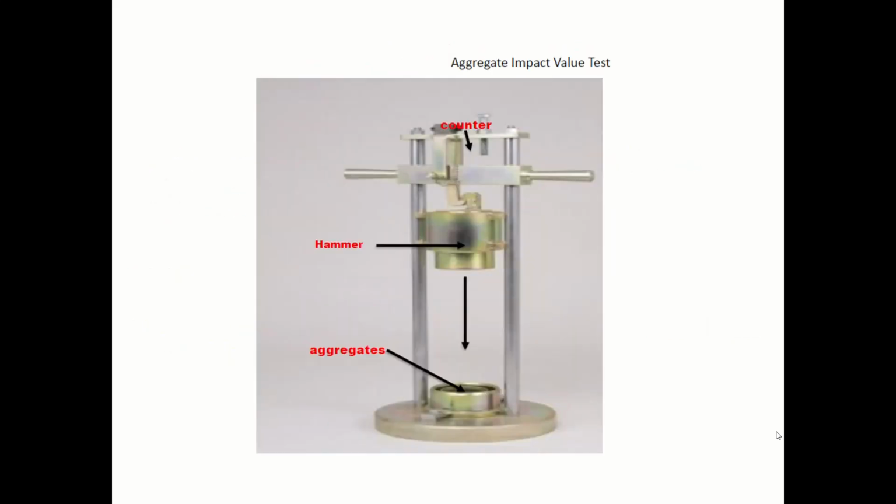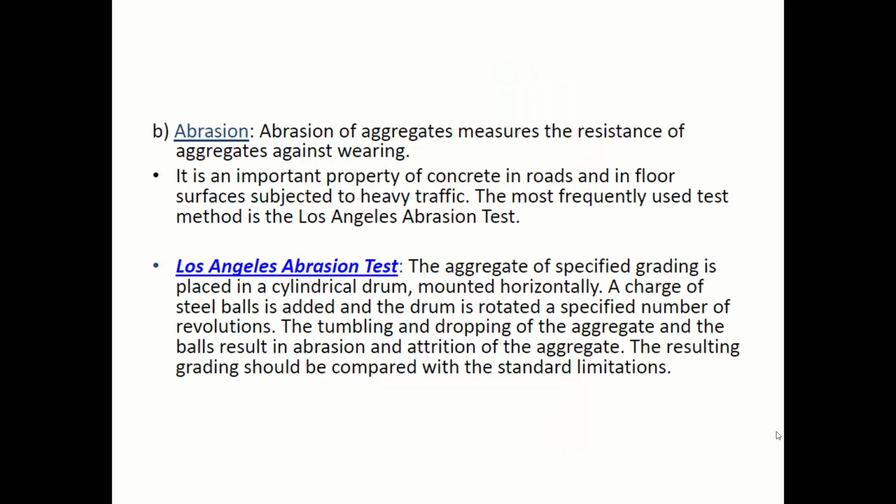Here is the aggregate impact value test, and here is the machine. You will place the aggregate here, you have a hammer, and you have a counter. I don't want to go into details of this test, but if you need more information, you can search on that.